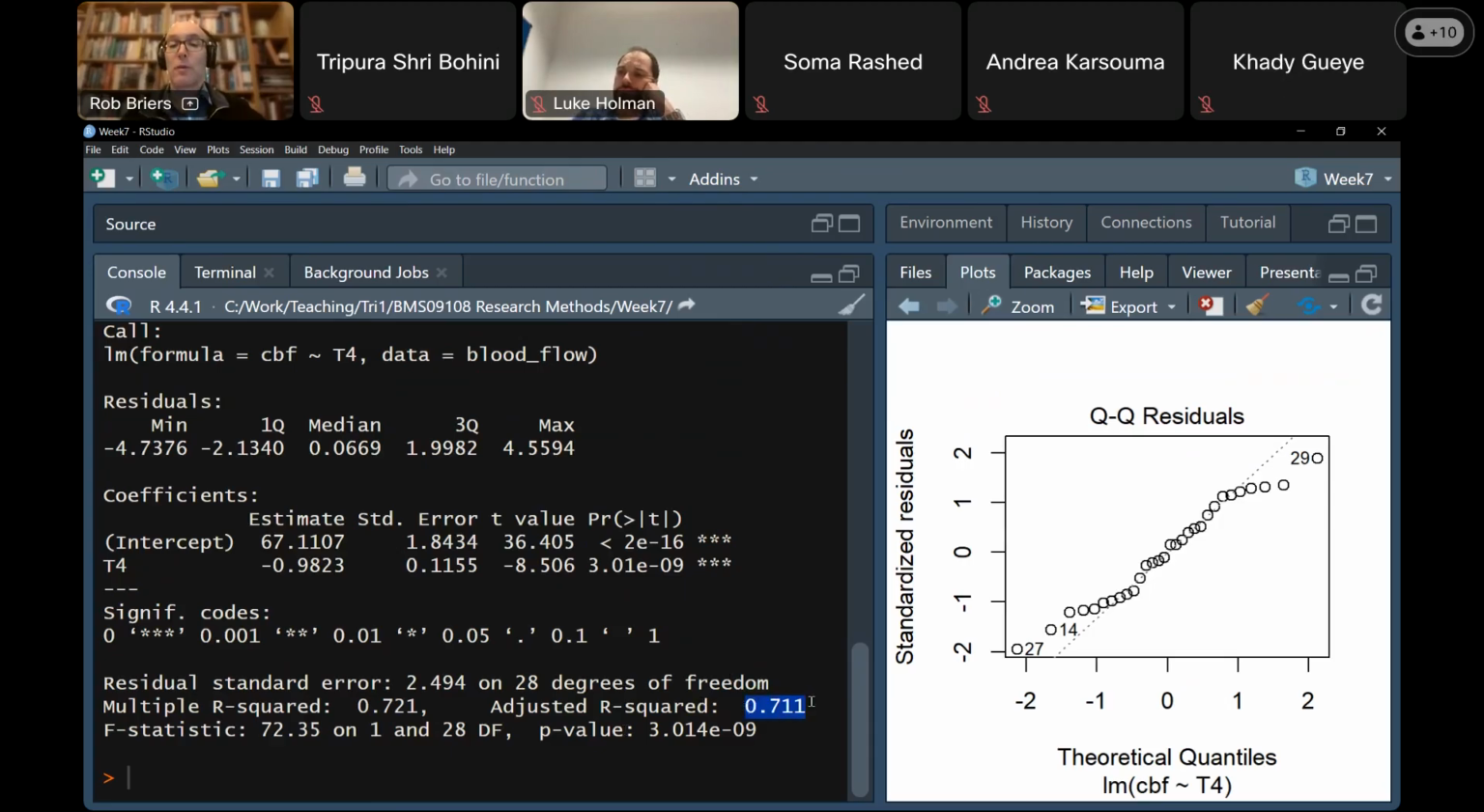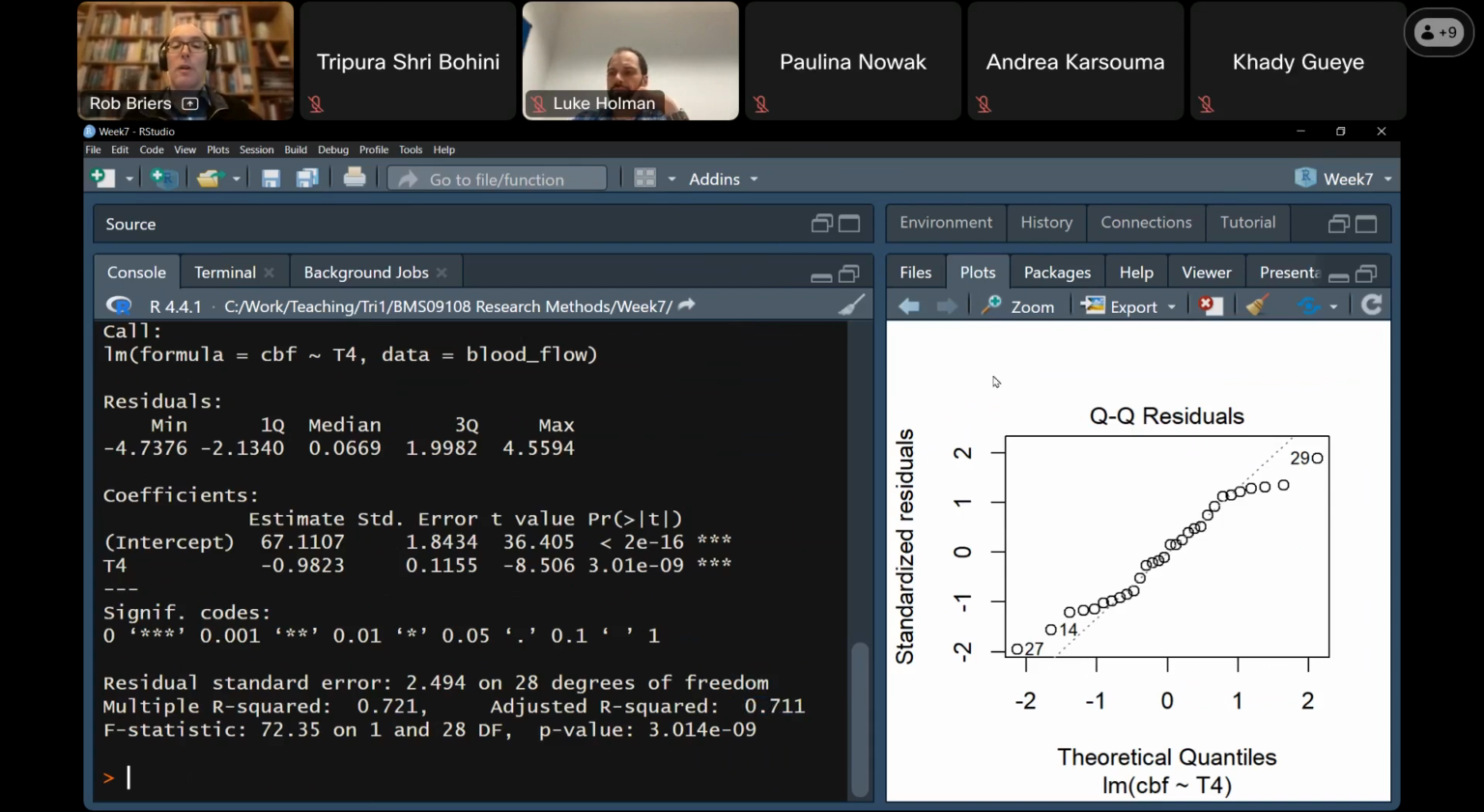So that can vary between 0 and 1. If it's 1, that means all the variation is explained by it. And if it's 0, it means that none is explained by it. So a value of 0.7 is quite high. So that means basically 71% of the variation in your cerebral blood flow is explained by T4. So it looks like there's a strong relationship between those two.